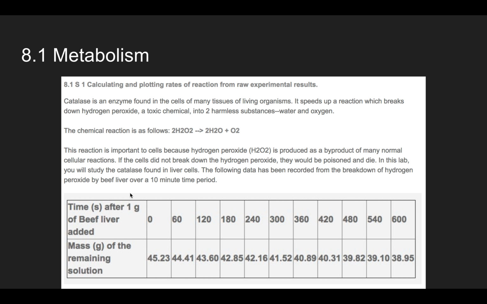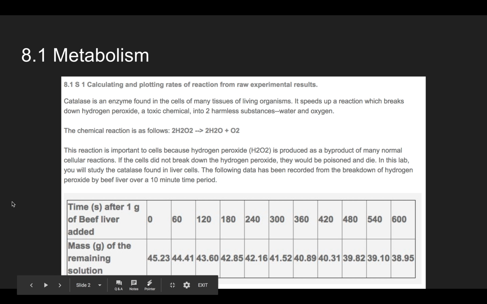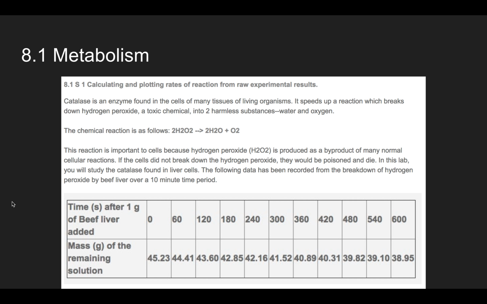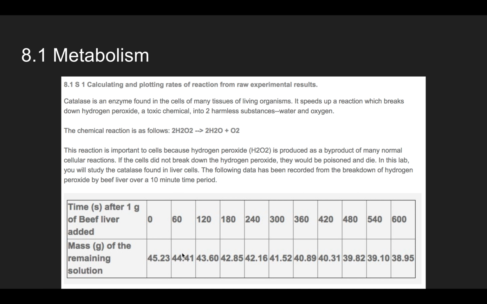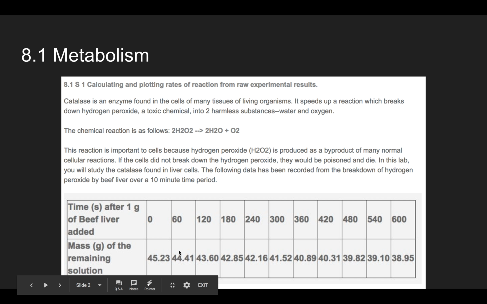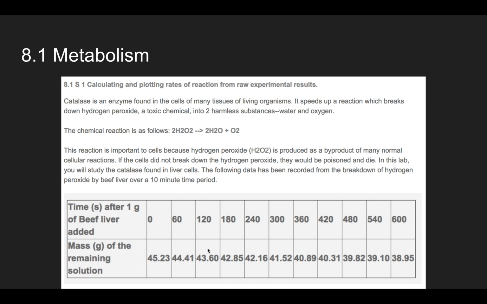Now, the study was that at 1 minute intervals for 10 minutes, we weighed the remaining solution. So you have a bucket full of this neutral solution where this liver is, and the bucket is sitting on top of a scale. And for every minute, that scale is being weighed, or a data point is being recorded. So after 1 minute, the solution weighed 44.41 grams, and then at 2 minutes 43, and then 42.85, and so on and so forth.